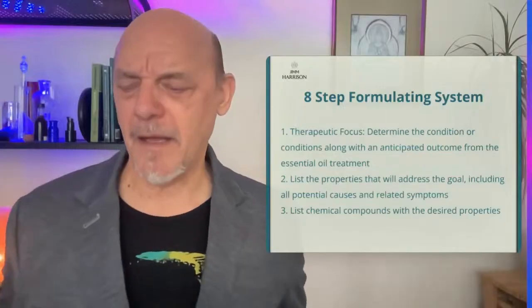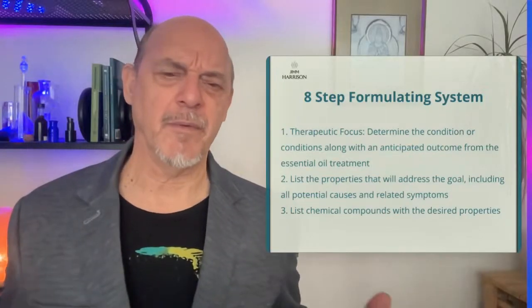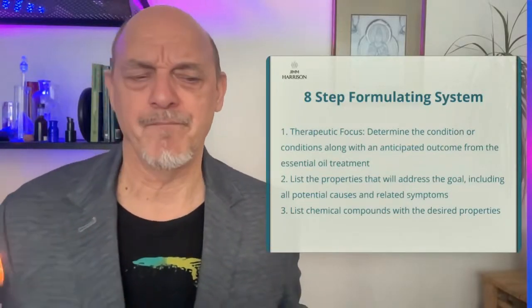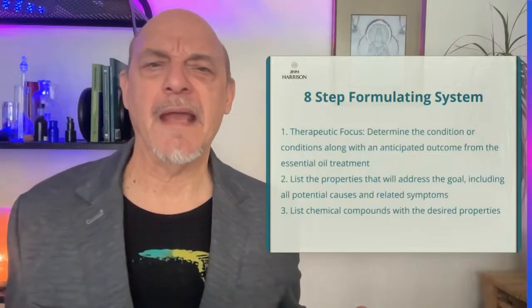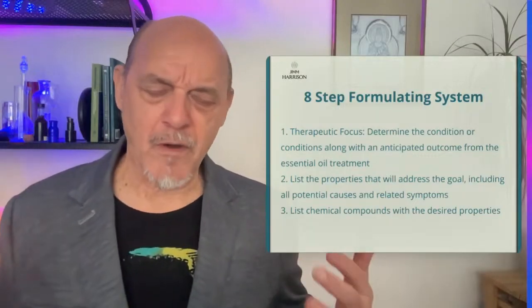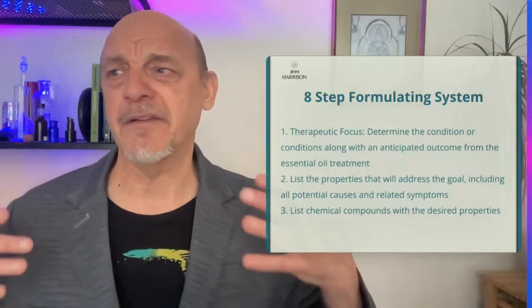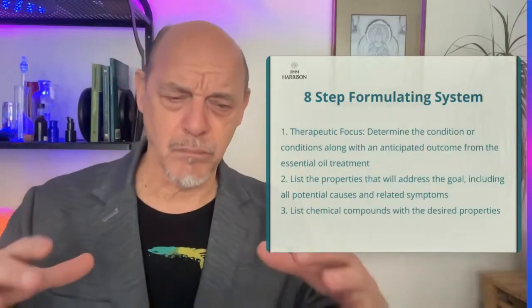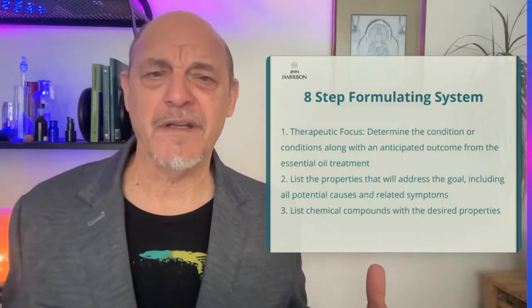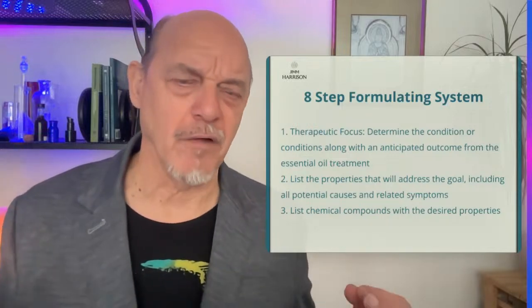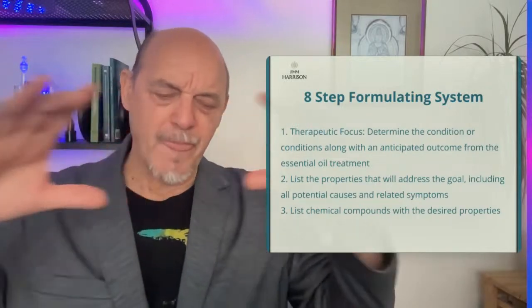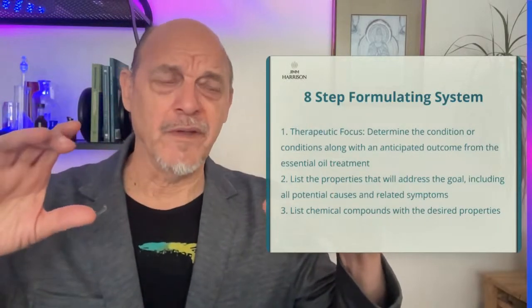All right, so my 8-step formulating system, this is what I'm going to be doing. The first thing I need to know is, what am I working on? Your therapeutic goal. What do you want the outcome to be? Generally, if it's a skin condition, is it irritation? Is it acne? Is it rosacea? One of those general categories of a skin condition that you want to resolve. And so that's your end goal. You want to resolve that.